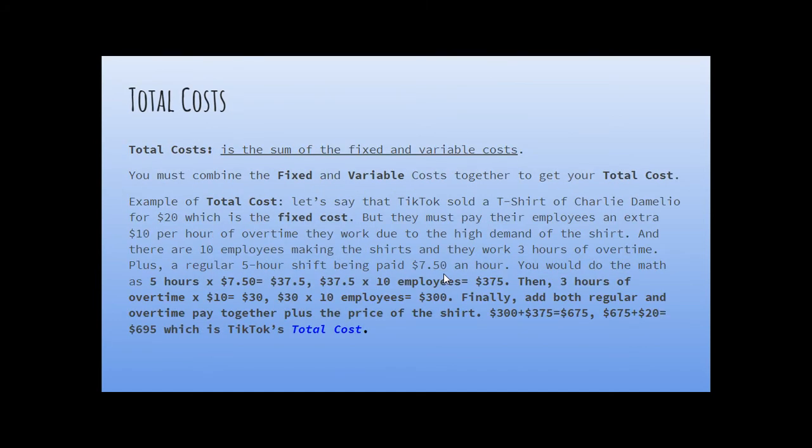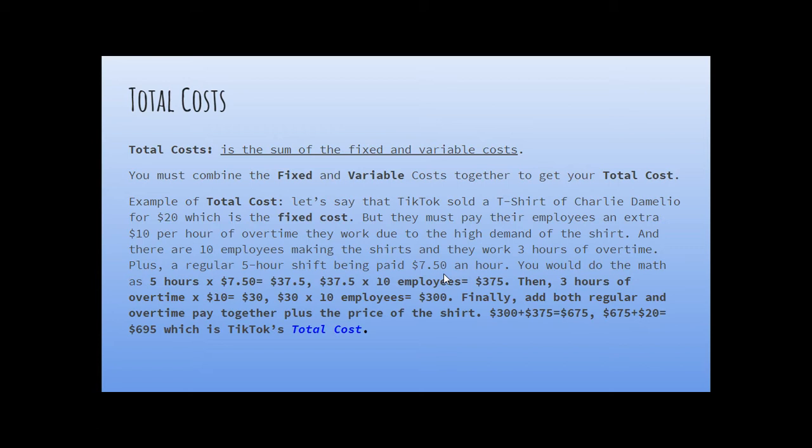All right, so we're going to do total cost, and I'm going to put this bottom part on the board. I'll work out the math with you. The total cost is the sum of fixed and variable costs. And so you must combine the fixed and variable costs together to get your total cost.